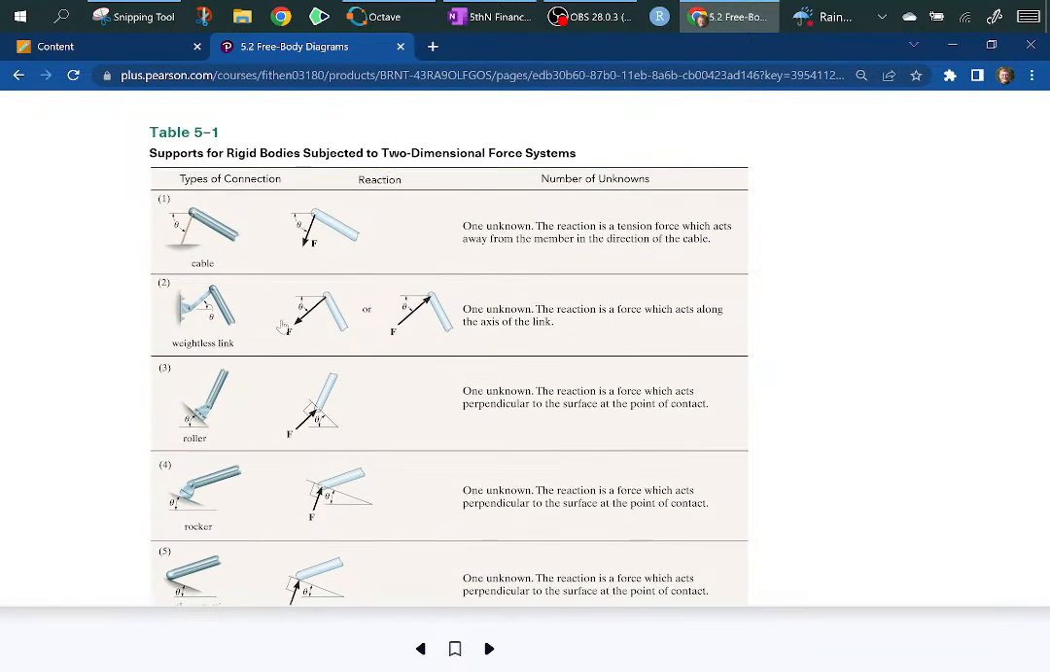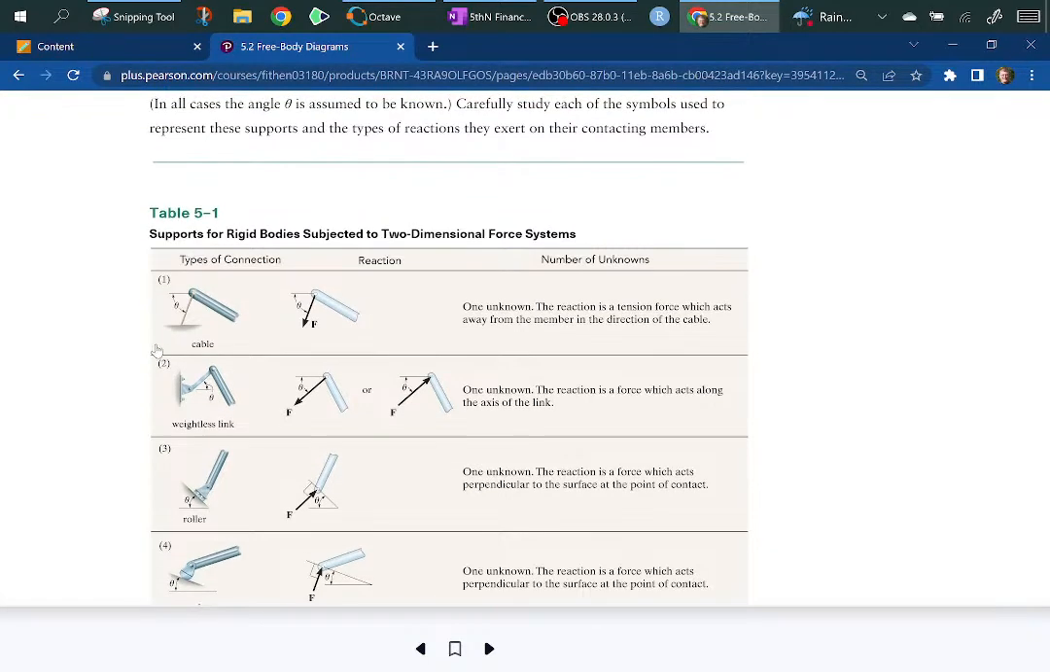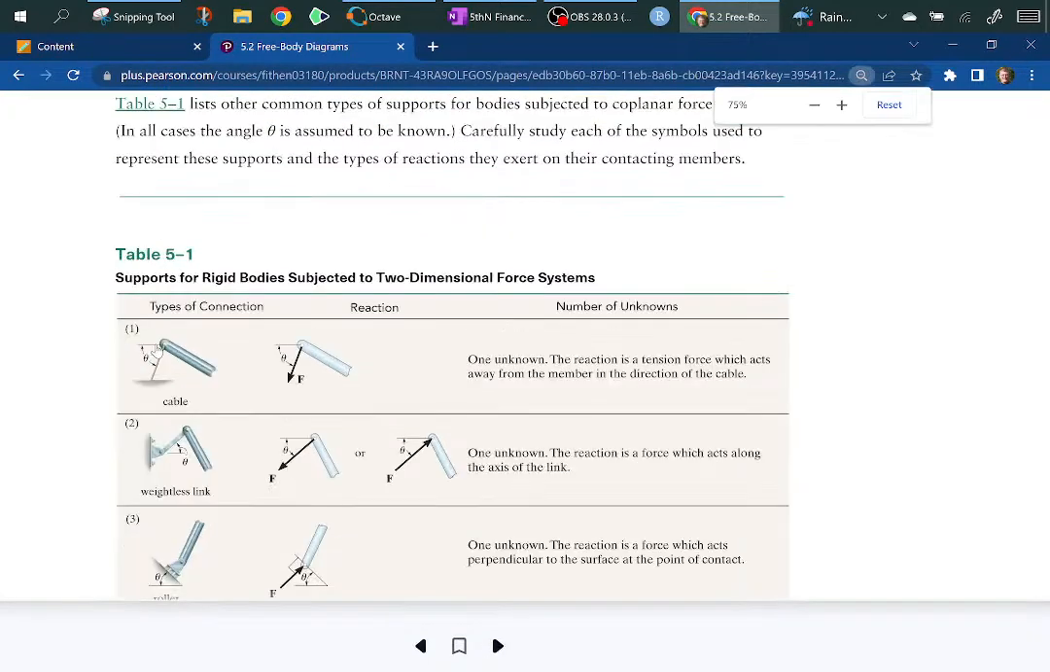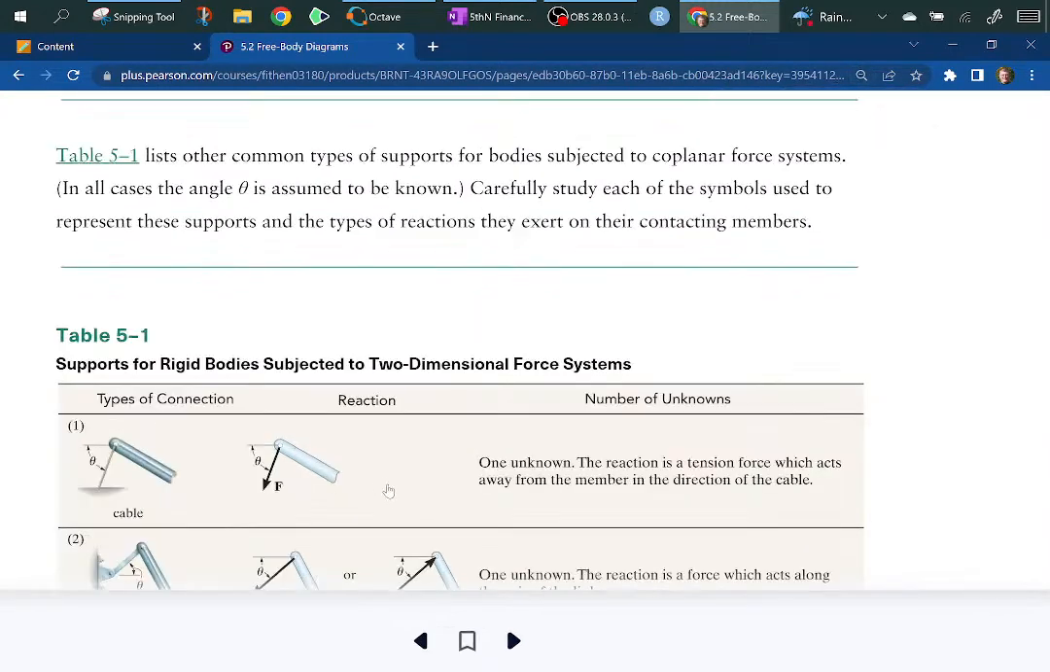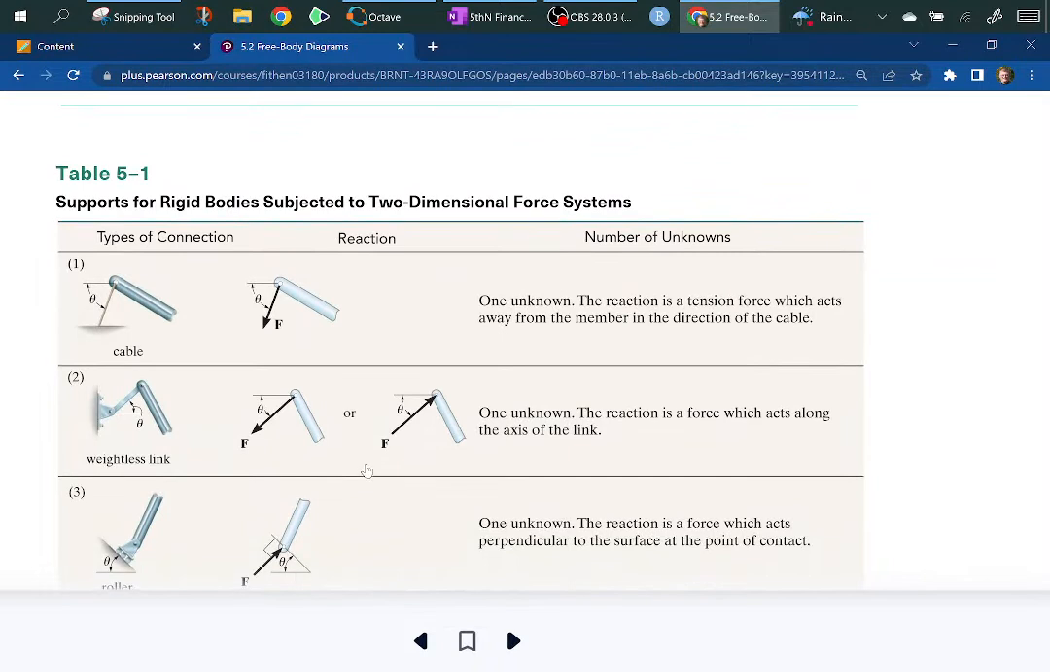He has a list here, and hang on, let me try to get this back up. Okay.